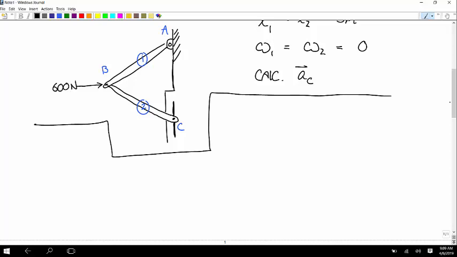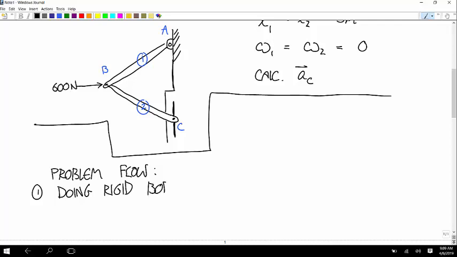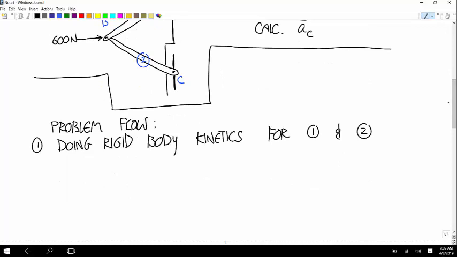So the basic problem flow: we're going to start out by doing the rigid body kinetics for member 1 and member 2. Member 1 is going to give us one useful equation. Member 2 is going to give us 3 useful equations. Why the difference in the number of equations? There's a fixed point for 1, so we're only going to use the rotational equation. There's no fixed point for 2, so we're going to use both. Yep.